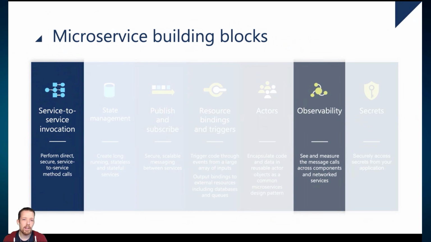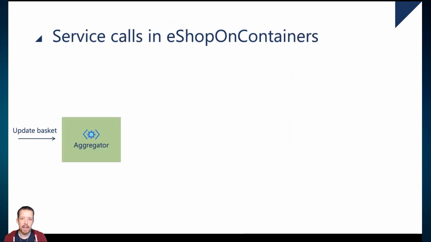Now, the version of eShopOnContainers that we based eShop on Dapr on used a mix of HTTP REST and gRPC for service calls. So the simple calls from the API gateway to the backend services are done via HTTP, but they were also experimenting with more high-performance gRPC, so calls from the aggregator servers to the backend services are done over gRPC. So let's look at an interaction between the aggregator and some of the backend services.